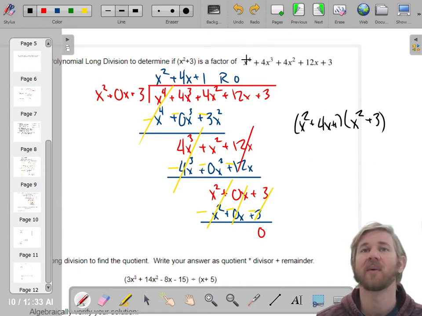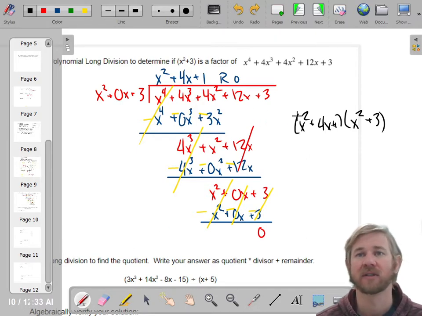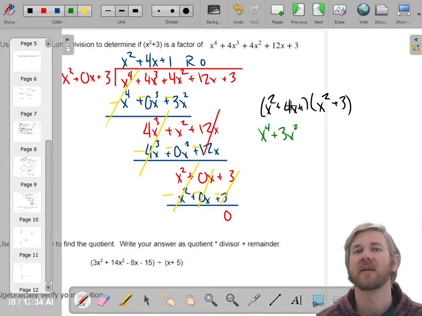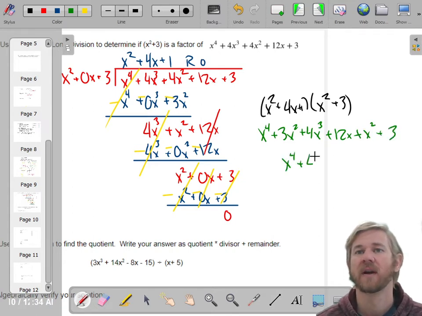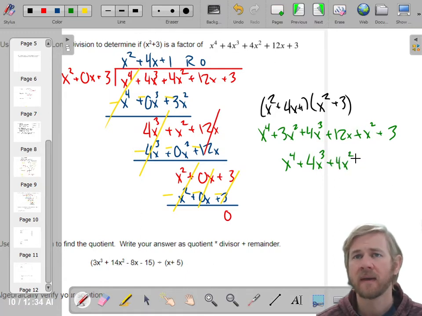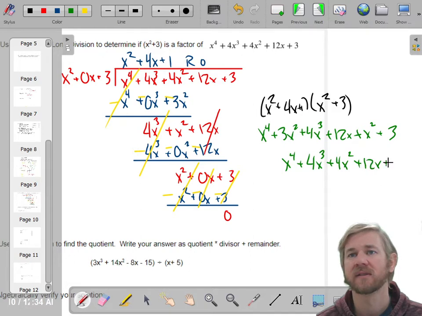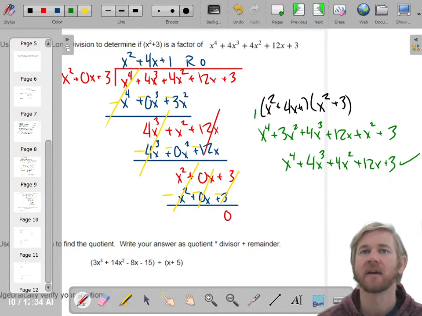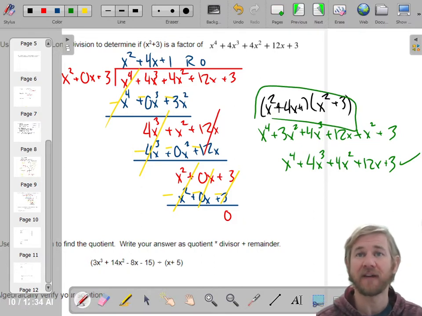If I FOIL this out, I will get the dividend. We're going to check it. But we have time. Let's do it. We'll do x squared times x squared, that's x to the 4th, plus 3x squared, plus 4x cubed, plus 12x, plus x squared, plus 3. So this is x to the 4th, 4x cubed, 3x squared and one more x squared make 4x squared. And then a 12x plus 3. So did I do it right? x to the 4th, 4, yeah. Yes, I did. Look, is it a factor? Yep, and here's the factored form.